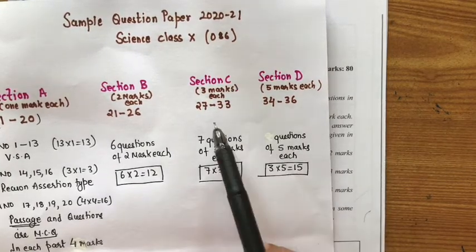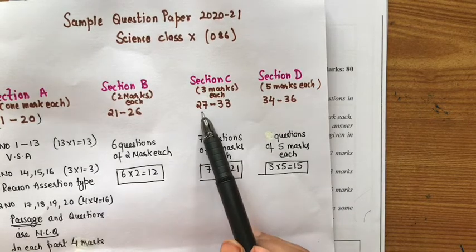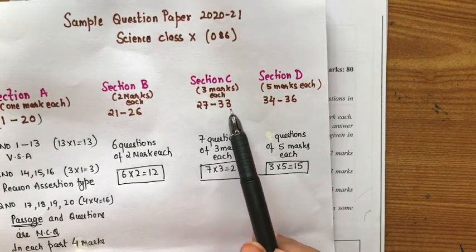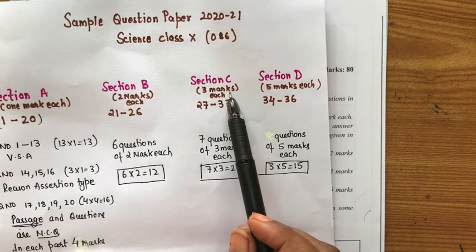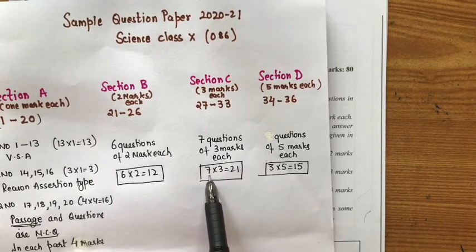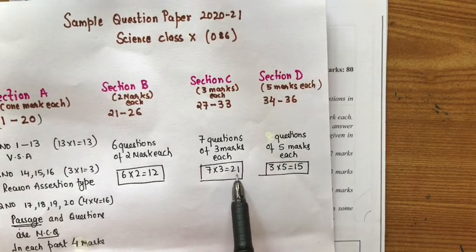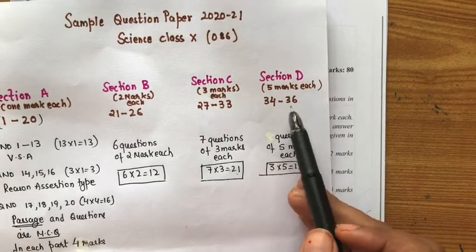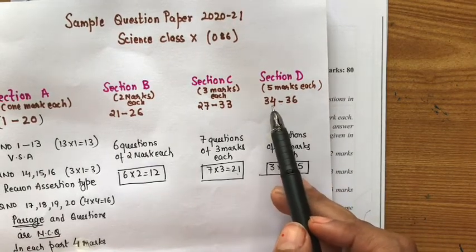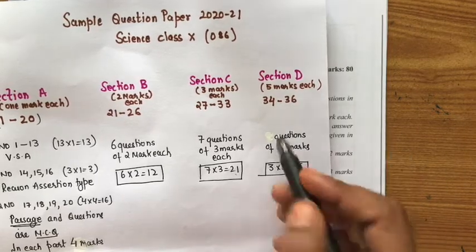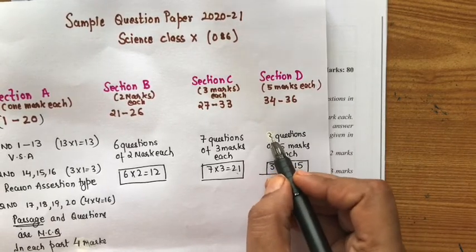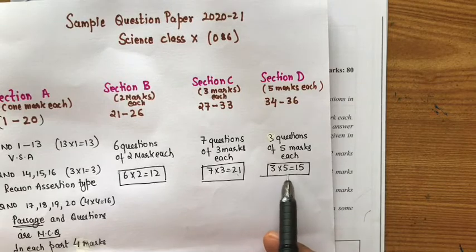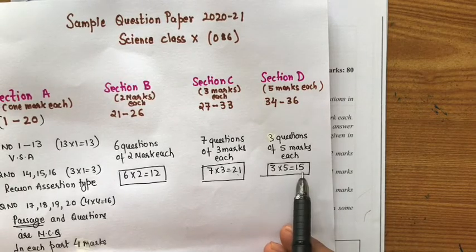Section C is of 3 marks each, so question numbers 27 to 33 are of 3 marks each, and total marks will be 7 questions of 3 marks each, 21 marks. Then section D is of 5 marks, and we have 3 questions 34, 35, 36. You have 3 questions of 5 marks each, so the weightage of this section will be 15 marks.